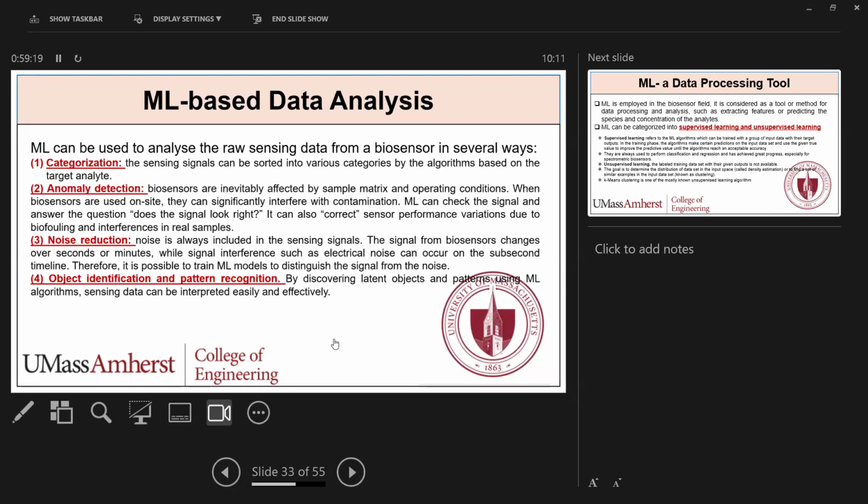And noise reduction. Noise is always included in sensing signals. That is there everywhere, in almost all characterization methods. The signal from biosensors changes over seconds or minutes, while signal interference such as electrical noise can occur on a sub-second timeline. So it is also possible to train this ML model to differentiate the signal from the noise. We need only the proper signal, not the noise, right? And also object identification and pattern recognition, by discovering latent objects or patterns using machine learning algorithms. Sensing data can be interpreted easily and effectively.